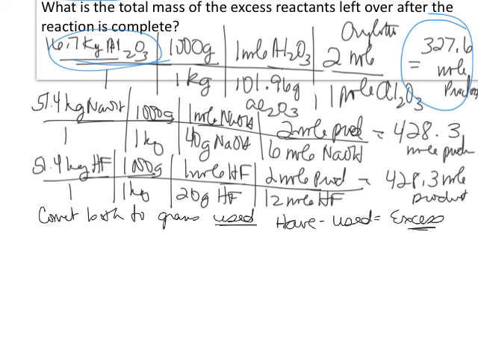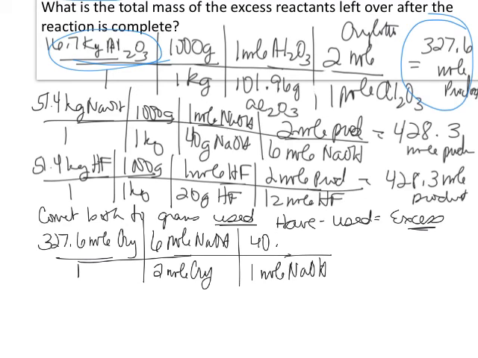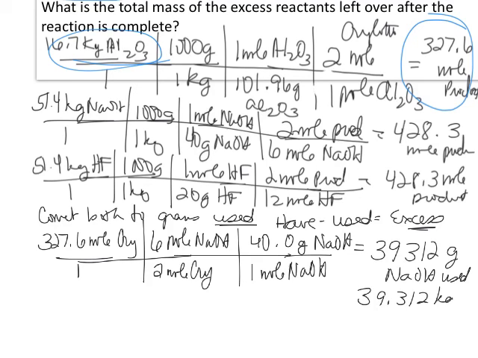So when you start with this, you do 327.6 mole of cryolite. That's our product, right? And for 2 mole of cryolite, we're going to do sodium hydroxide first. 6 moles of sodium hydroxide. And we need grams. So now we take 1 mole of sodium hydroxide equals its molar mass, 40.0 grams of sodium hydroxide. And when you put that in your calculator, you get 39,312 grams of sodium hydroxide used. You're actually going to have to convert this to kilograms, so that'll be 39.312 kilograms.